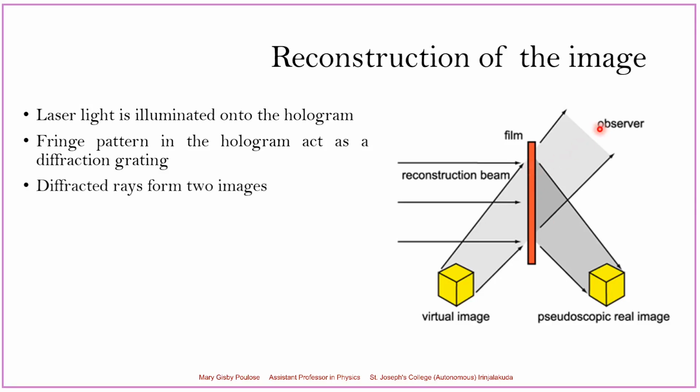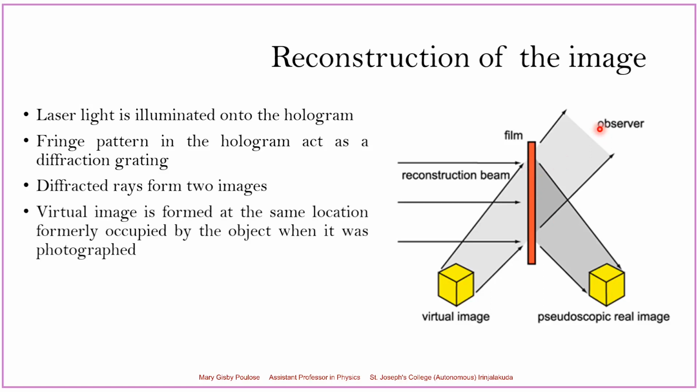The diffracted rays form two images. The virtual image is formed at the same location formerly occupied by the object when it was photographed. So this virtual image is formed at the same point where the object was placed earlier during the construction of the hologram. And the virtual image is used for viewing the 3D effect. If you look into this virtual image, you can move around it, and you can see the three-dimensional figure.